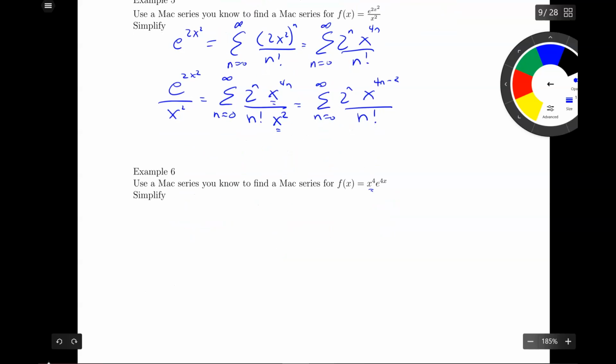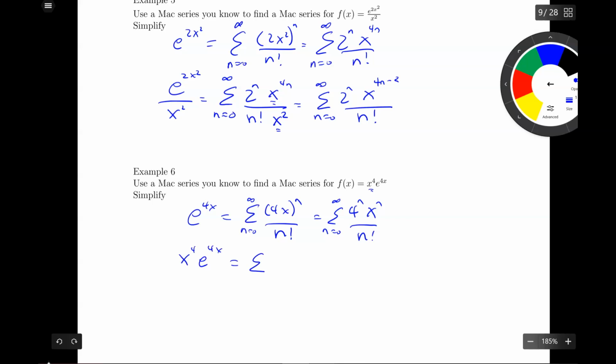All right, so let's play it with another multiplication. So e to the 4x will be 4x all to the n over n factorial. So then I'll have 4 to the n, x to the n over n factorial. So now let's multiply by x to the 4th. 4 to the n, x to the n, x to the 4th, n factorial. So combining those x terms, I'll get x to the n plus 4 over n factorial.